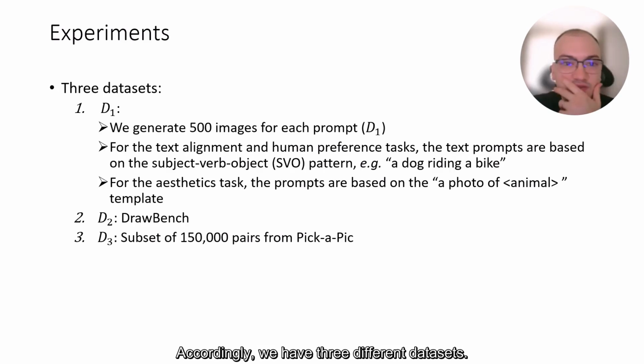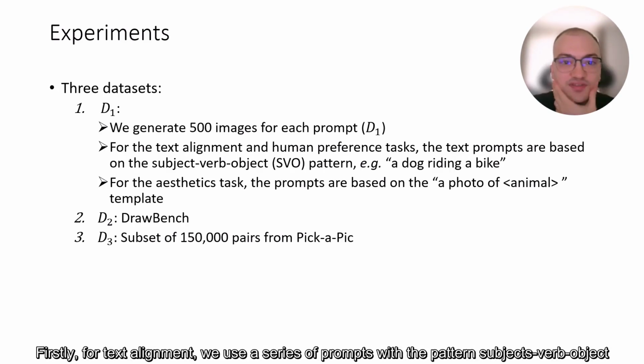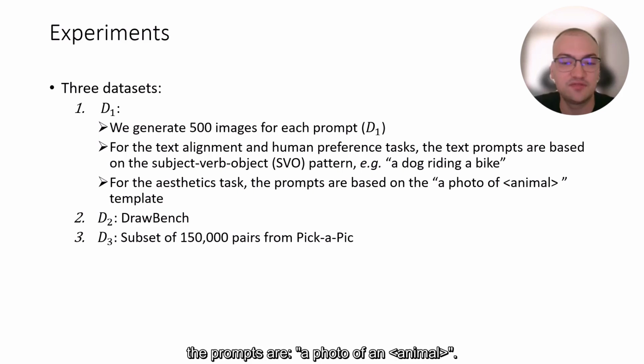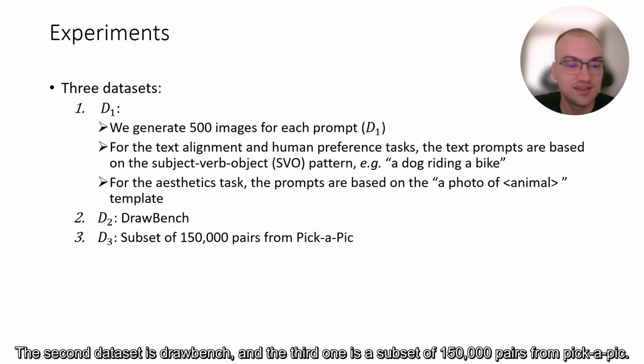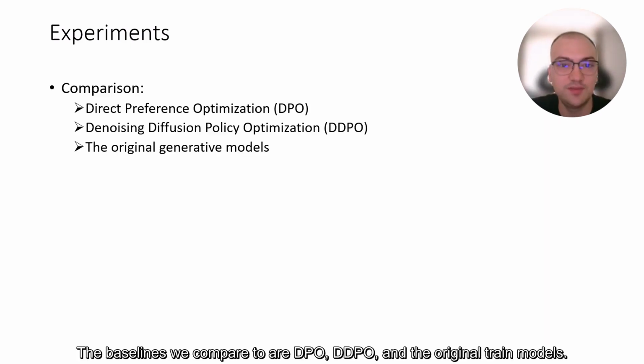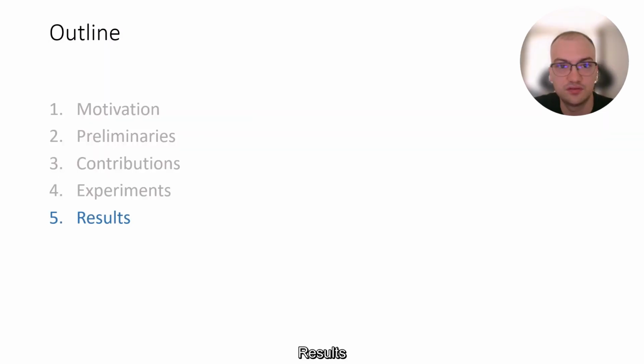Accordingly, we have 3 different datasets. Firstly, for text alignment, we use a series of prompts with the pattern subject verb object using animal action object, while for the aesthetics tasks, the prompts are "a photo of an animal". 500 images are generated for each prompt. The second dataset is DrawBench, and the third one is a subset of 150,000 pairs from Pick-a-Pic. The baselines we compare to are DPO, DDPO, and the original trained models.